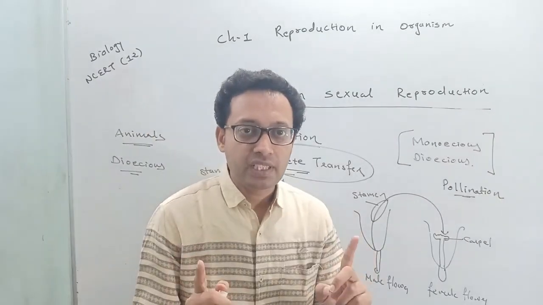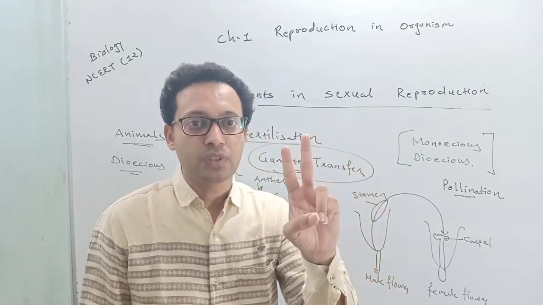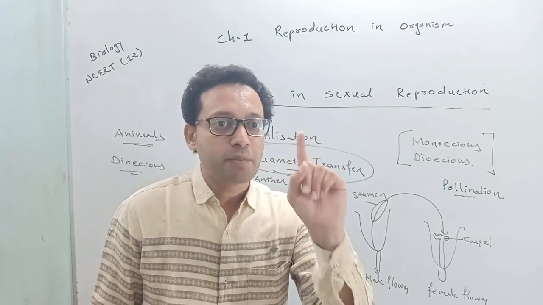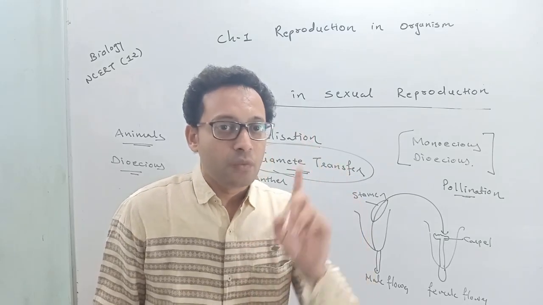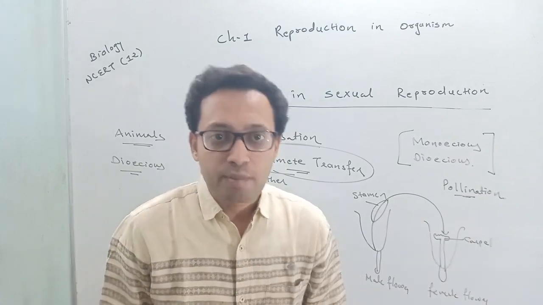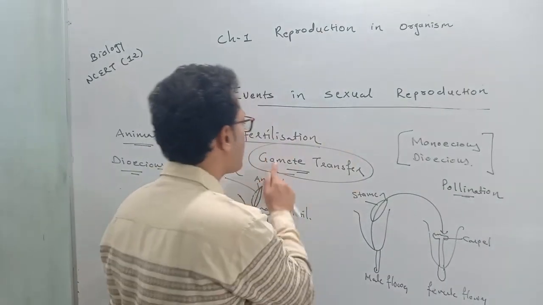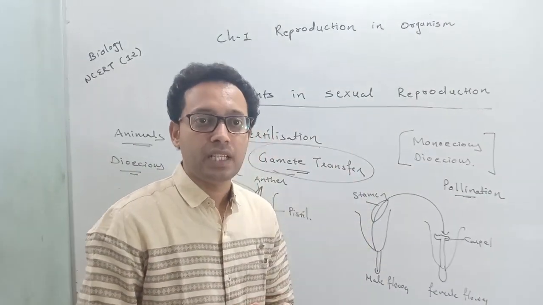Clear? So pre-fertilization includes two processes: gametogenesis and gamete transfer. Gametogenesis means the process of formation of gametes, male and female gametes. Once the gametes are formed, the male gamete has to be transferred to the female gamete. That is achieved by the process we call gamete transfer. That's all about pre-fertilization.